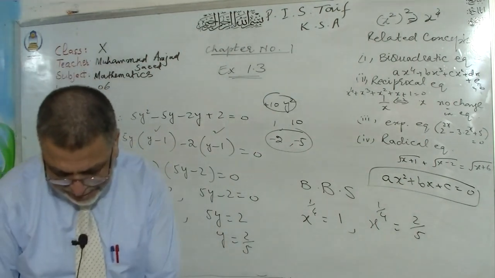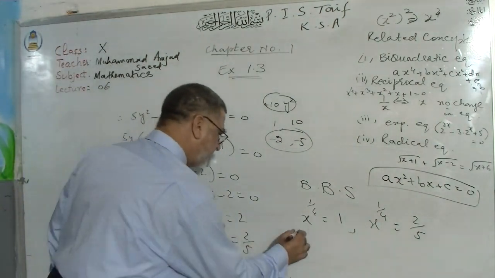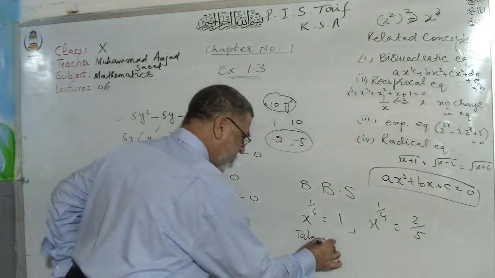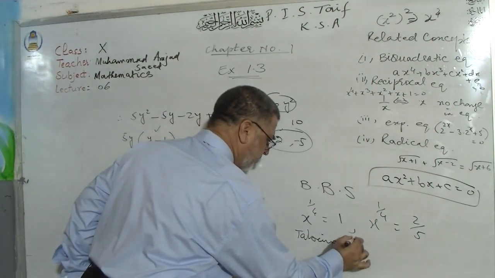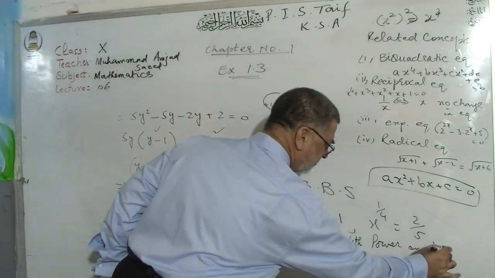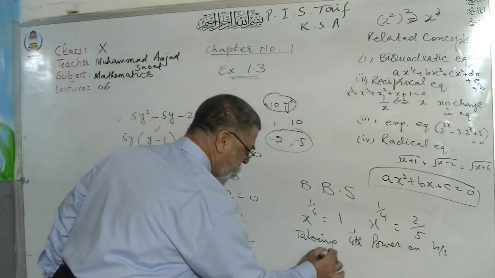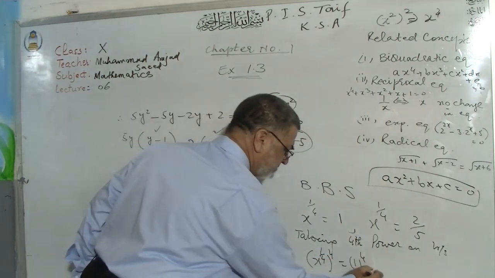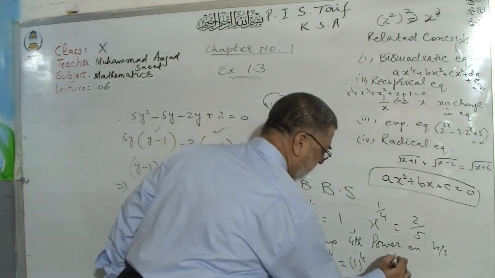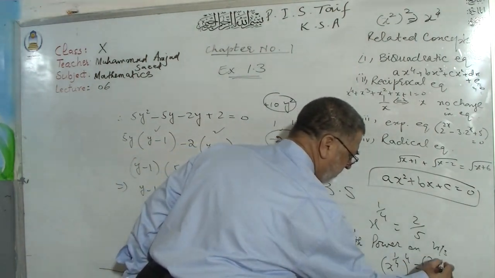Here you are taking fourth power on both sides. You will have (x^(1/4))^4 is equal to (1/4)... wait, (x^(1/4))^4 is equal to (2/5)^4.